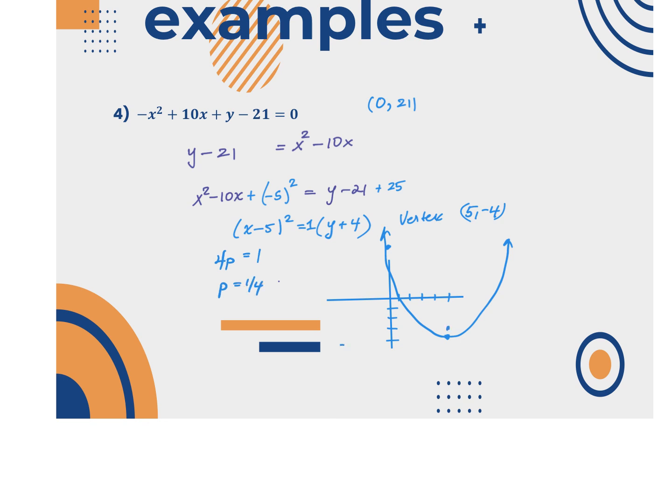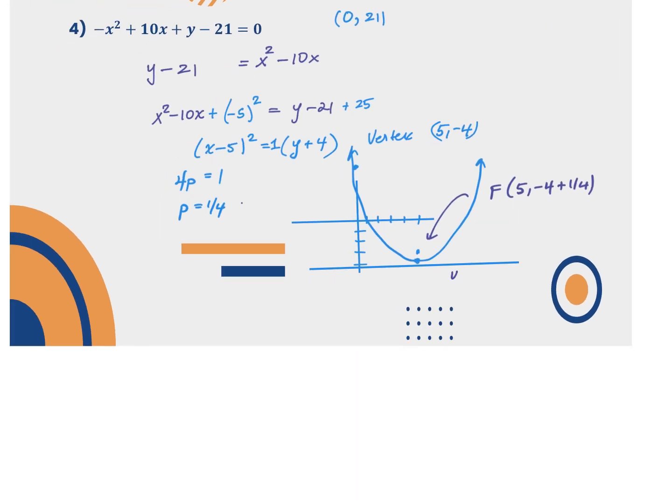I can go ahead and draw it in there, but we want to make sure we accurately label it. So you're at negative 4. So the focus is going to be 5, negative 4 plus a fourth because you're going up. So that's the focus point. And the directrix is y equals, you're at negative 4 and you're going to take away a fourth. That is your directrix. Okay.